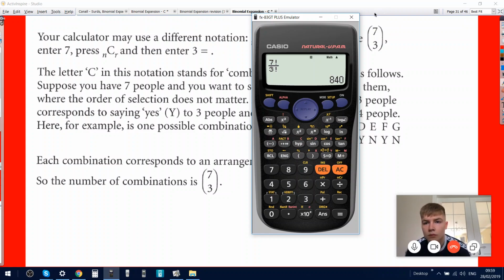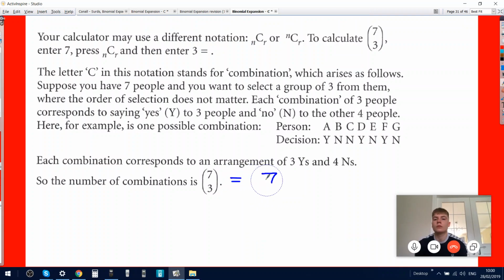And if we do 7 factorial over 3 factorial, was my one different? Is it over 4 factorial? Oh no, over 4 factorial, 3 factorial, is it? Yeah, sorry, over 4 factorial times 3 factorial. There we go. That's 35 as well. So 7 choose 3 is the same as 7 factorial over 4 factorial times 3 factorial. And so that's where that choose thing comes from. It shows you all the possibilities.